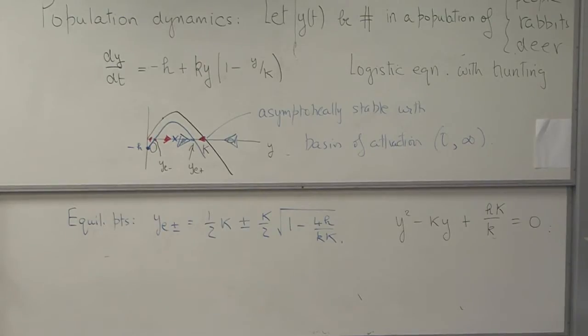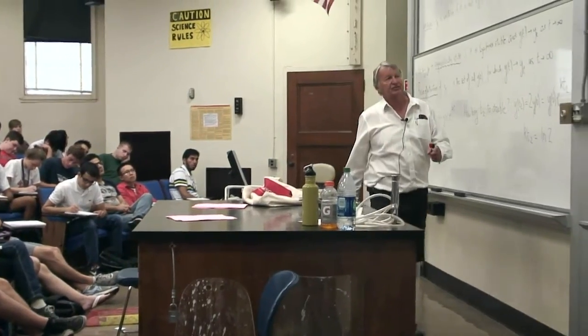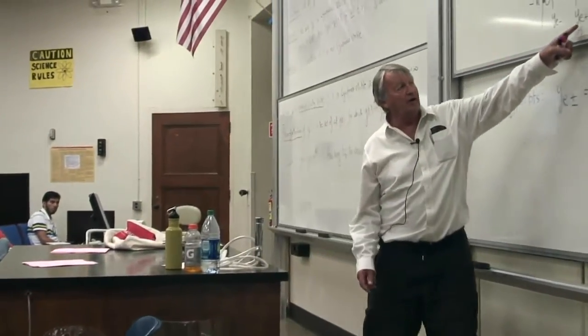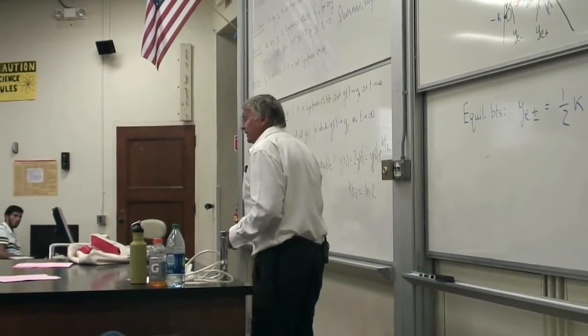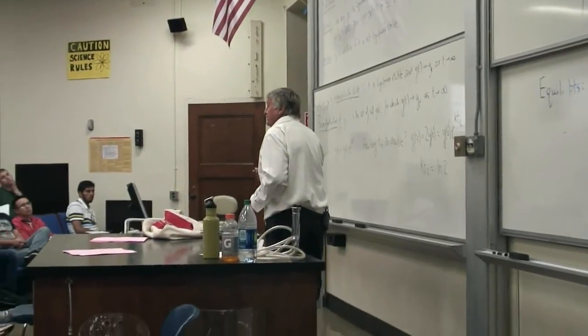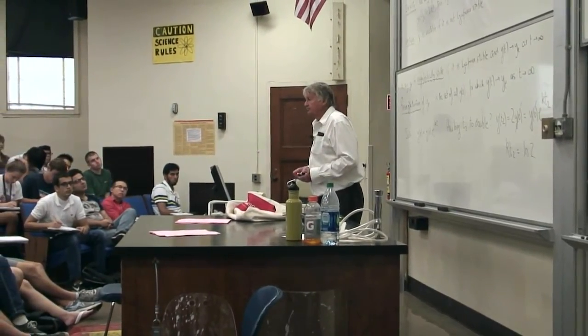Supposing I were to give a few more permits out. I mean, I have a deer population which is now saturating at y_e plus. I'd like to bring it down a bit. That's too many. I'm still meeting them on the road at night. So I increase H.